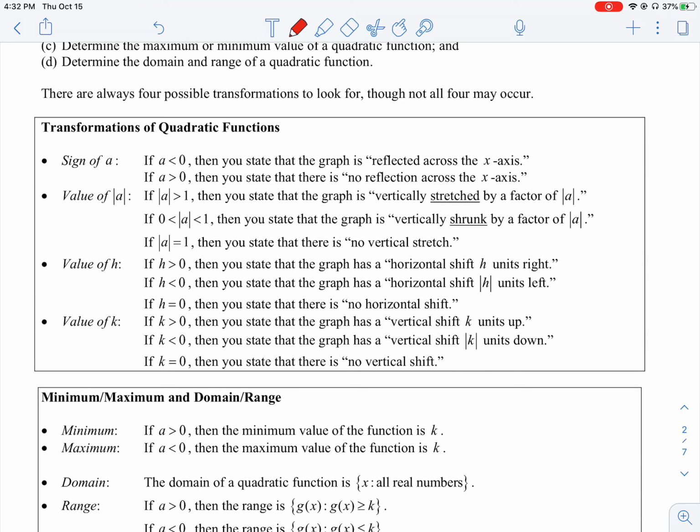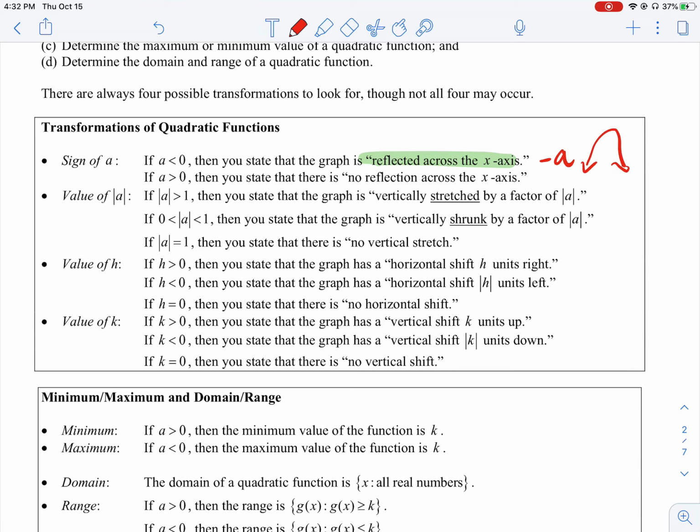So if you have a negative a, all you have to say is that the graph is reflected across the x-axis. What does that mean? Reflected across the x-axis, meaning your graph is facing down. So whenever you have a negative a, you know that the graph is facing down. Now, let's move on to the next one.